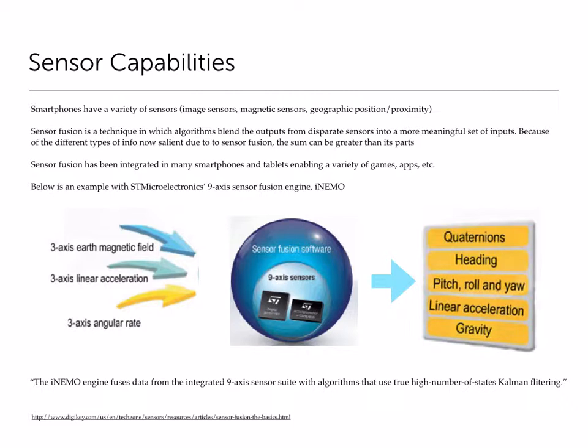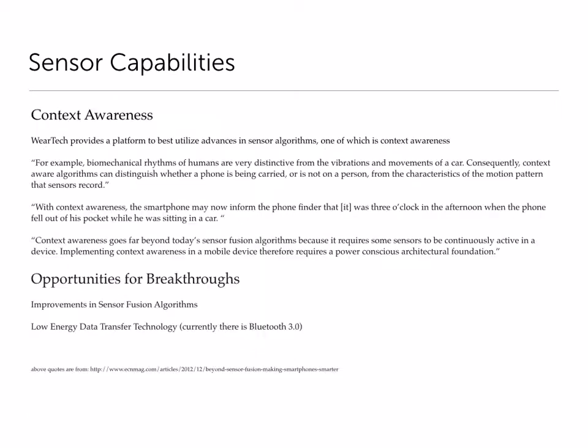And so what's interesting about this is that it opens up a wide variety of functional applications. And here, this is just a graphic. This is an example of STMicroelectronics' 9-axis sensor fusion engine, the iNeMo. But I mentioned the wide slew of functionalities that can be achieved with sensor fusion algorithms, and one of them is context awareness.